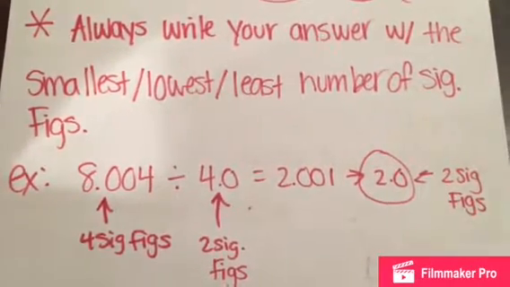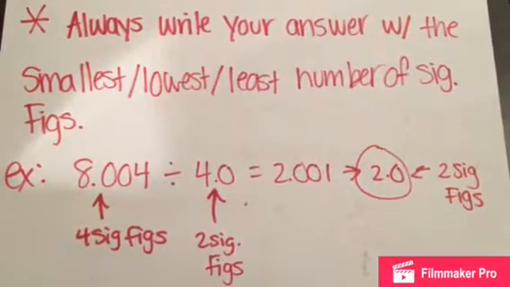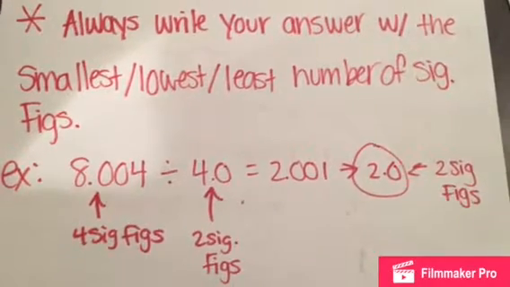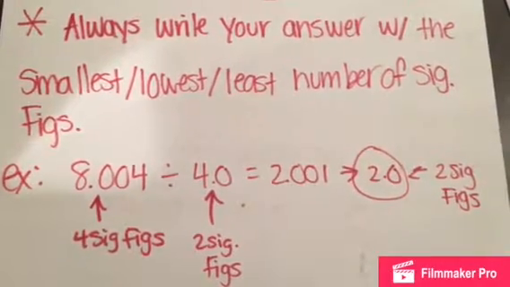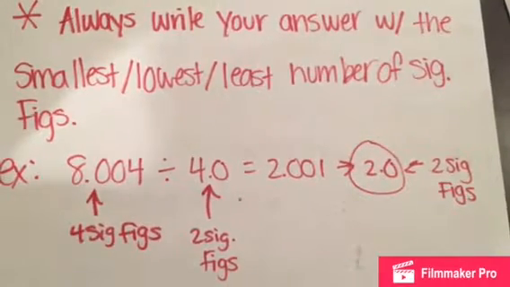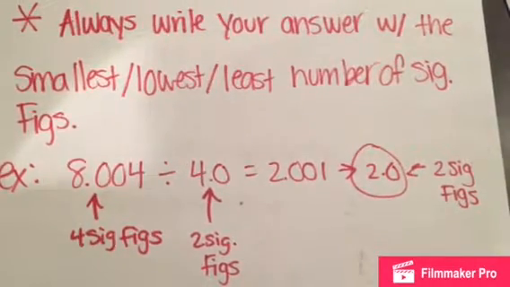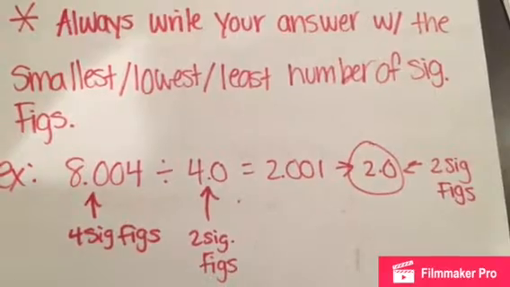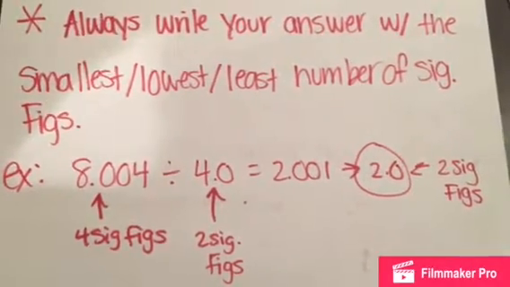And you need to go back to what you were dividing by and figure out which number had the least amount of sig figs. And that's the amount of sig figs you're going to have for your final answer. So because 4.0 has the smallest amount of sig figs, your answer is going to have 2 sig figs as well, which is 2.0. Boom! There, I've taught you how to add and subtract, your rules for all the significant figures, and how to multiply and divide.